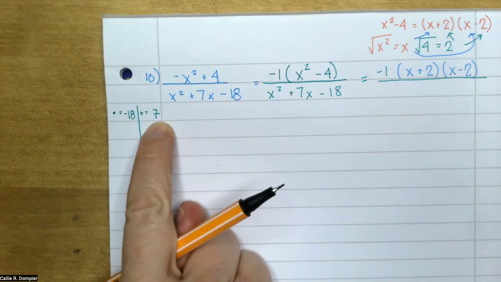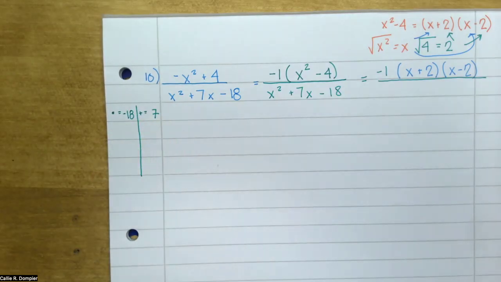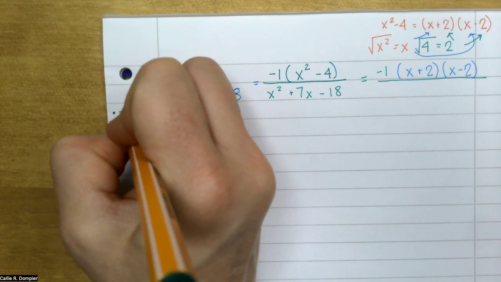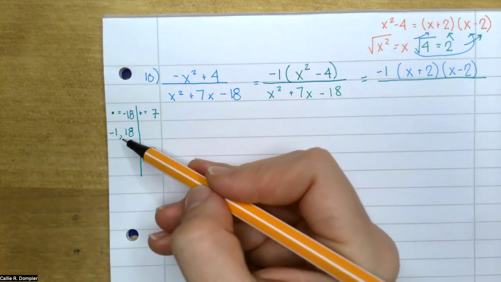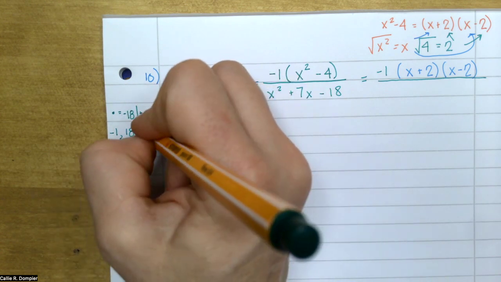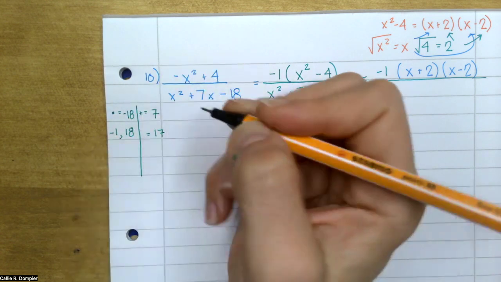It's a +7. So what I'm going to do is make the bigger of the two terms into the positive one, right? So -1, +18. Why? Because when I add -1 and 18, I still get a positive, that would be +17 when I add them.